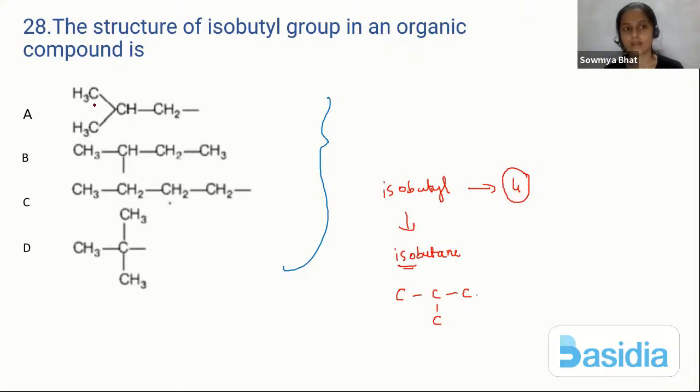Now, this is the same way. You can see 1, 2, 3, and one group is attached to the second position. Or you can name from this way also if you want. 1, 2, 3. So some group is attached at the second position, that's CH3. So the correct answer would be option A. I'm sorry, the answer is option A.